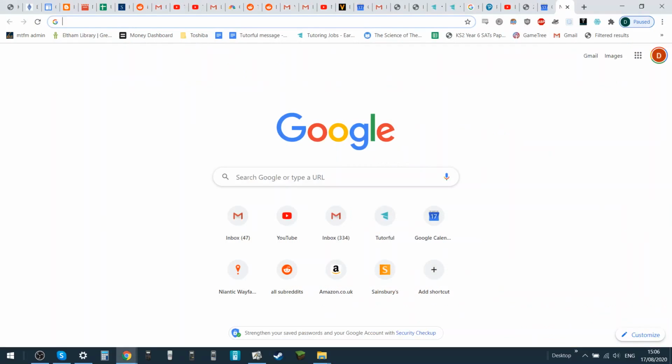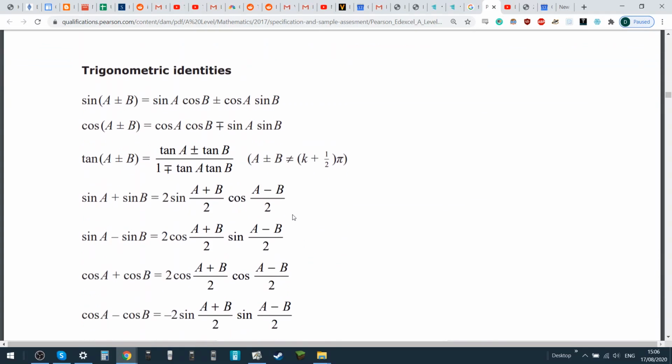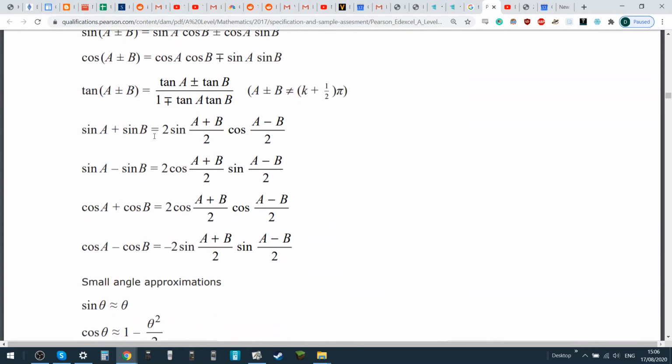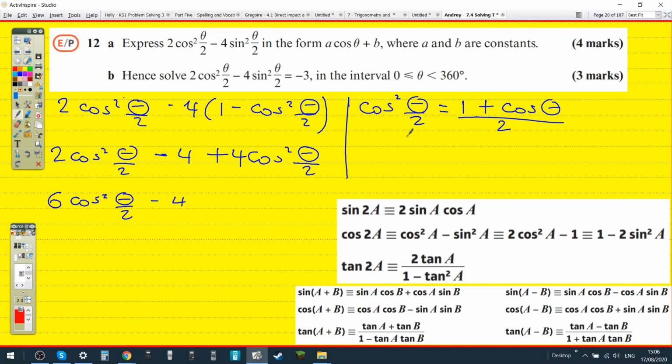I don't want to get too into this. Is this the thing? I think it had something here. These are the formulae, trig identities. Like, there's some weird identities. I was not aware of this. Okay, so cos squared theta over 2 is the same as that. So 6 times 1 plus cos theta over 2 minus 4. All right, what do you get there?